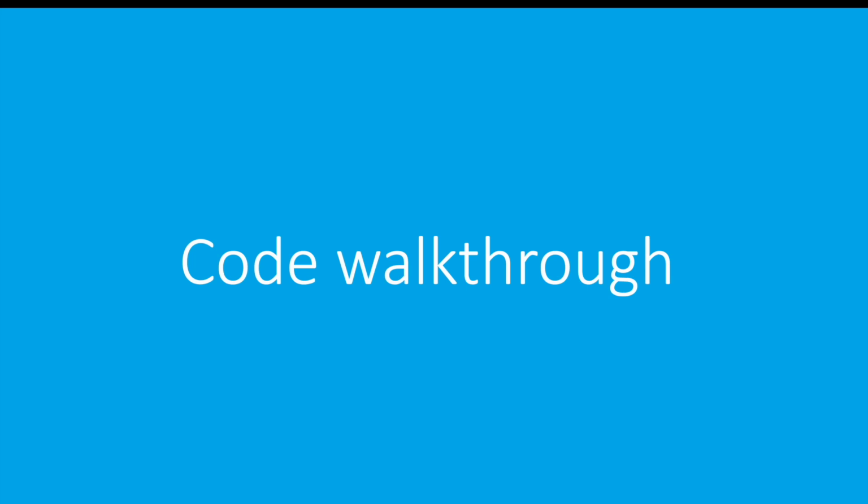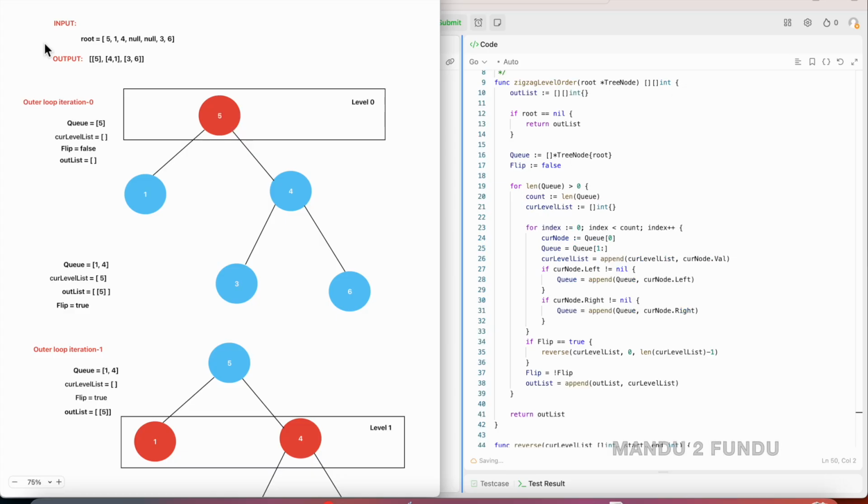Next, I am going to do the code walkthrough with sample input. Let me explain the code flow with this input. So we have this tree and the expected output is 5, 4, 1 and 3, 6. Okay. So initially the queue contains only the root node. So only it has 5, and then the flip variable boolean is set to false.